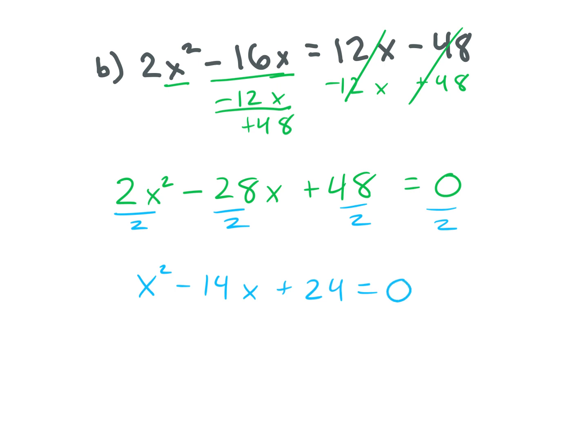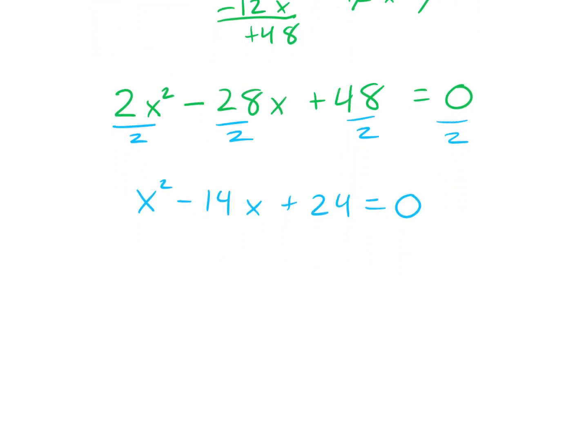So when we take out the GCF, when we take out the 2, since it's just a number, we can divide it and it goes away. So always just look for, if you have a GCF, it'll make the numbers easier and make it easier to factor. Now let's factor. What are 2 factors of 24 that add to negative 14? Negative 12 and negative 2. Awesome. So x minus 12 and x minus 2 is equal to 0.